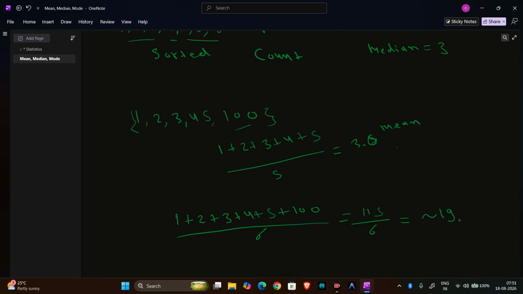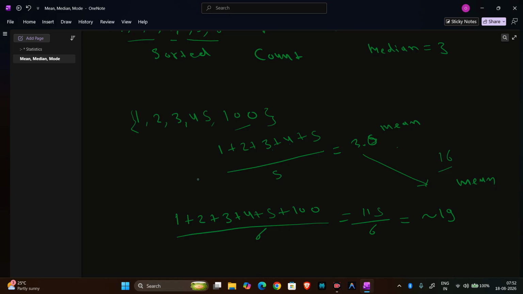So you can see the mean when we have data 1, 2, 3, 4, 5 without outlier, we are having 3. But after the outlier, you can see we are having approximately 19. So it jumped from 3 to 19. It's around 16 points of difference. So that's why we needed median.